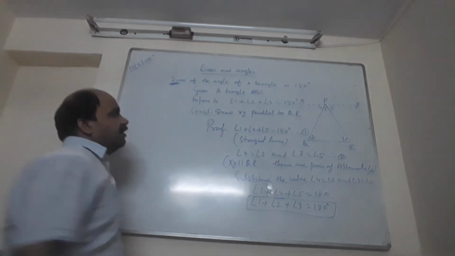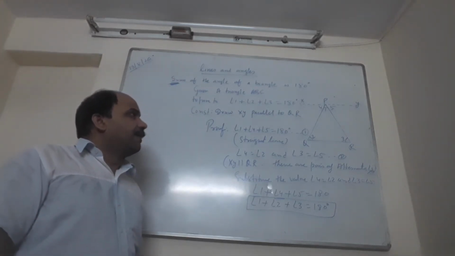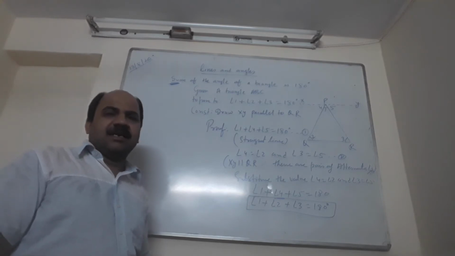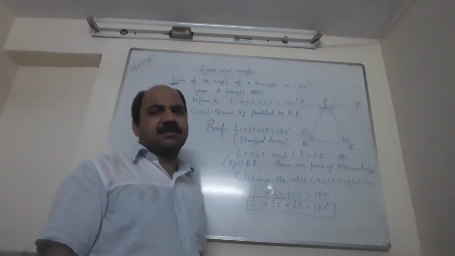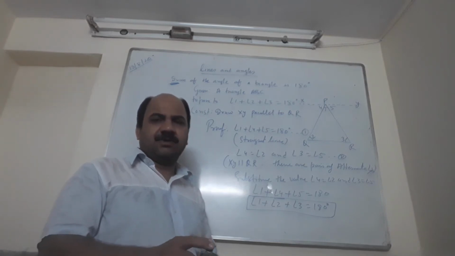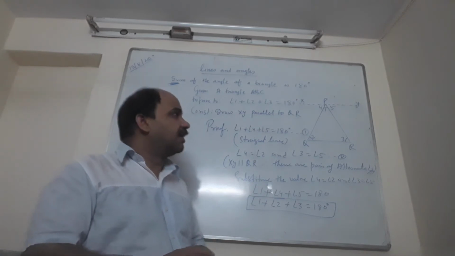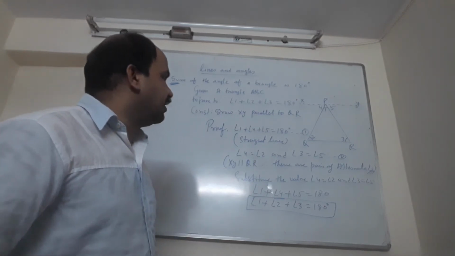The sum of the angles of a triangle is 180 degrees, and it is very useful for finding the angles of any triangles or any side in different types of questions. Okay. Now we will move to the second theorem, that is also relating to triangles.